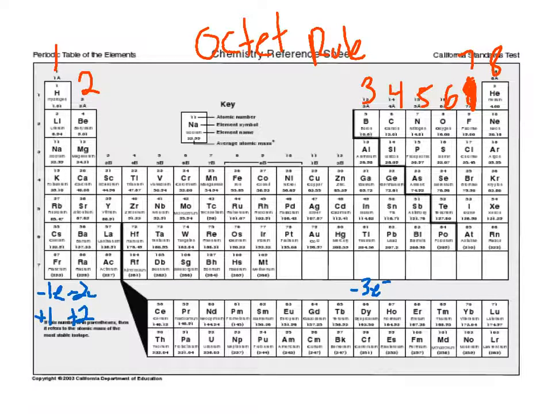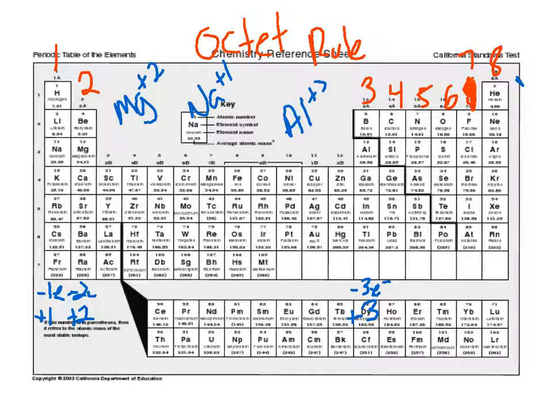The third group has 3 valence electrons, and it's easier to lose 3 than to gain 5, so it will form a +3 ion. So you'll have something like aluminum +3, or magnesium +2, or sodium +1. The fourth group we're going to ignore because they do not form ions, carbon, silicon, and such. Group 5, though, has 5 valence electrons, and it is an acceptor.